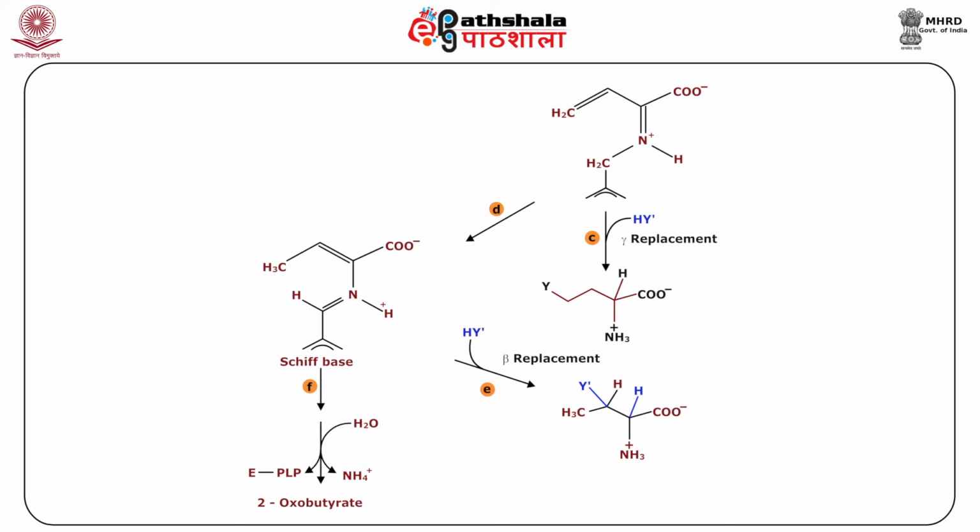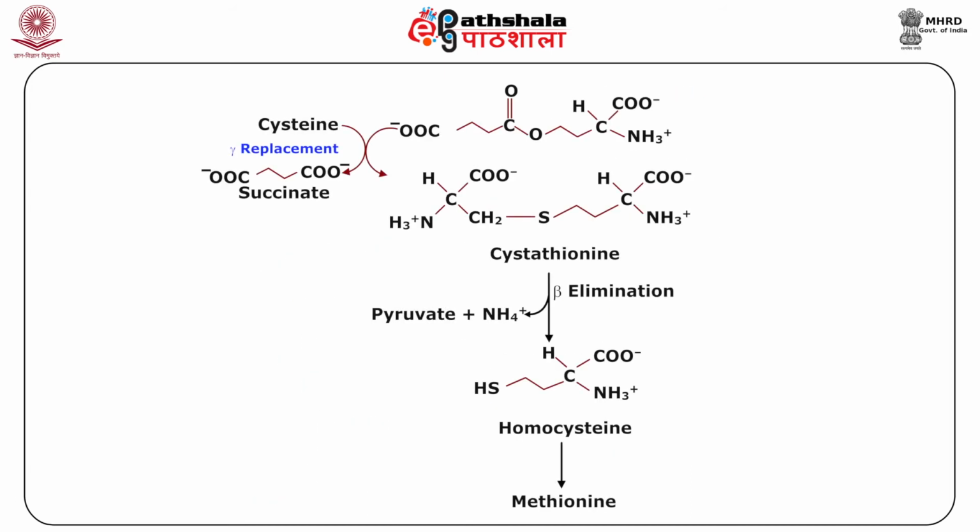An important gamma replacement reaction, students, is the conversion of O-acetyl, O-succinyl or O-phosphohomoserine to cystathionine. The cystathionine gamma synthetase reaction lies on the pathway of biosynthesis of methionine by bacteria, fungi and higher plants. Subsequent reactions include beta elimination from cystathionine of homocysteine, which is then converted to methionine in this process, and this process is shown to you very clearly in this figure.